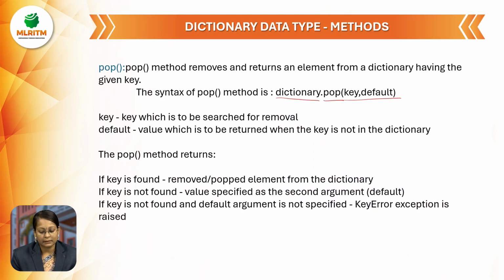So the pop method returns the element if the key is found, and we can remove or pop the element from the dictionary. If the key is not found, it returns the value specified as the second argument, default. If the key is not found and the default argument is not specified, then a KeyError exception is raised.